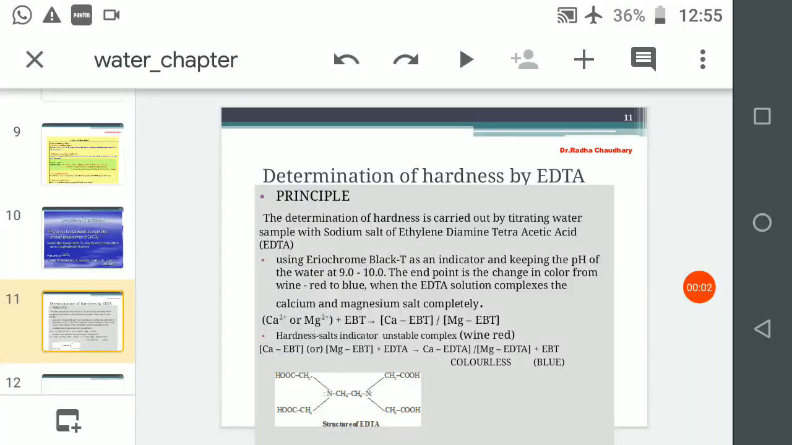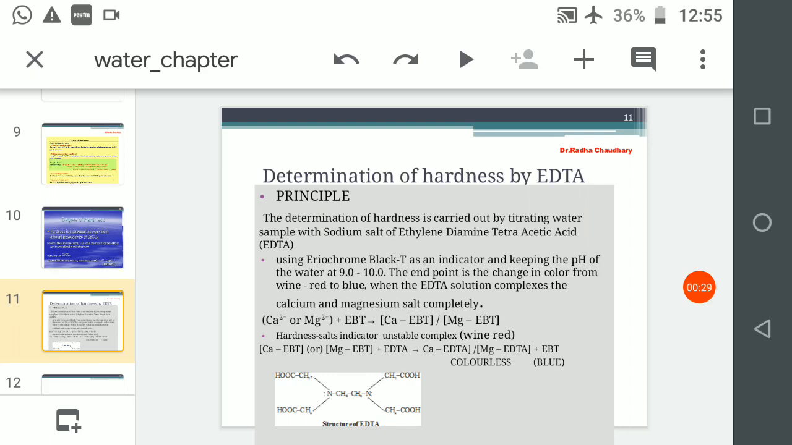In the continuation of the water chapter, today we will discuss the hardness of water and its determination. Hardness is a property of water by which it prevents lather formation. Two methods are there to determine the hardness of water. First is the EDTA method or complexometric method, and second is the soap titration method or Clark method.